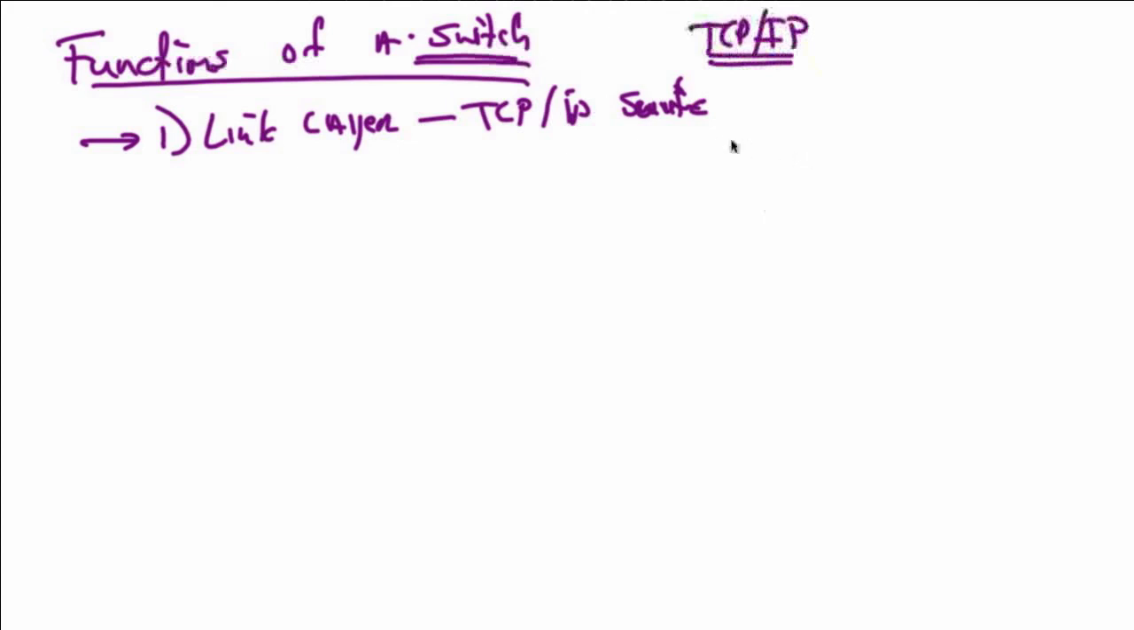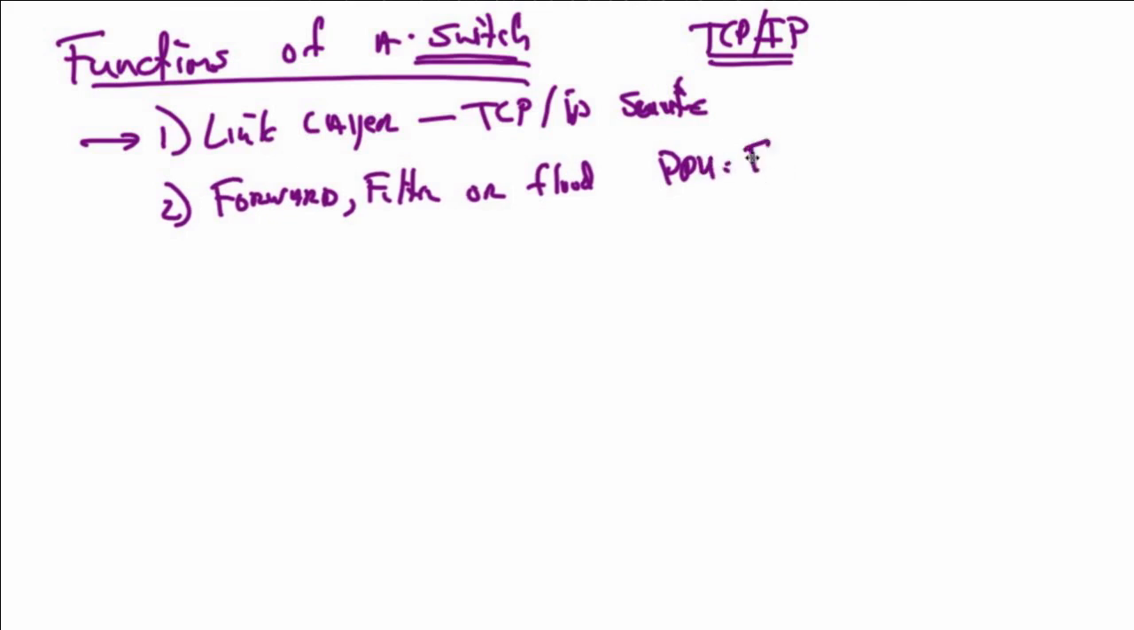All right, next, it's going to have a special job. That special job is going to be to forward, filter, or flood. And what's it going to forward and filter? What's the PDU at this level? It's the frame. So it's going to forward, filter, or flood frames. And it's going to do all of this based on MAC addresses.